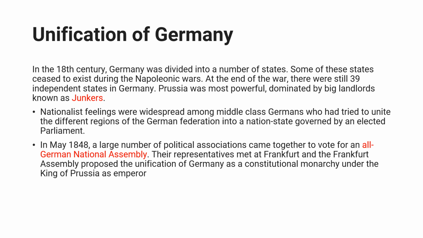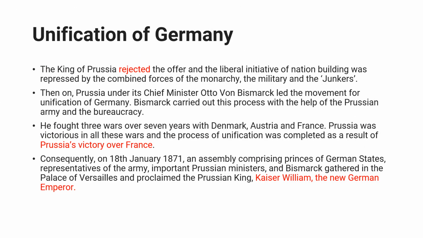In May 1848, a large number of political associations came together to vote for an all-German National Assembly. Their representatives met at Frankfurt, and the Frankfurt Assembly proposed the unification of Germany as a constitutional monarchy under the King of Prussia as emperor. The King of Prussia rejected the offer, and the liberal initiative of nation building was repressed by the combined forces of the monarchy, the military, and the Junkers.